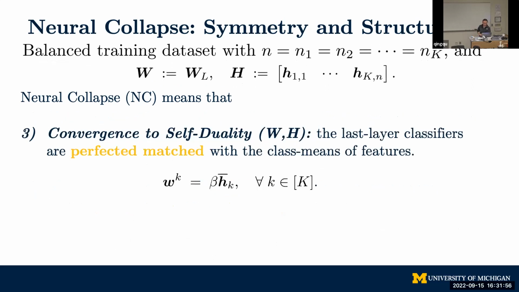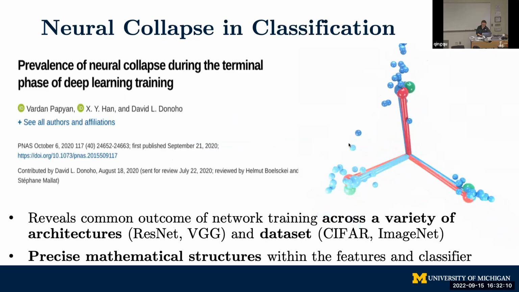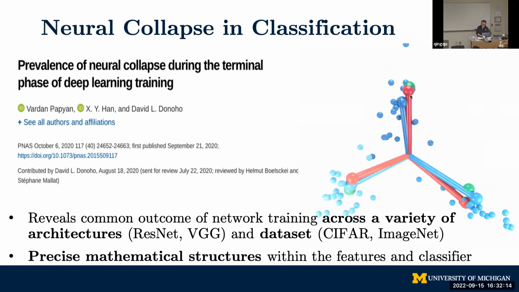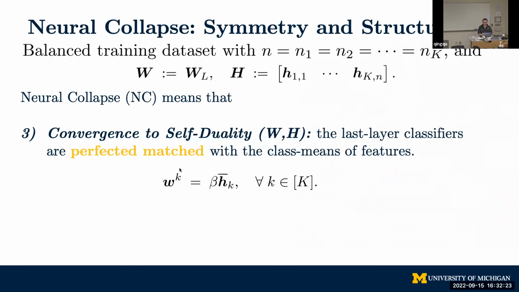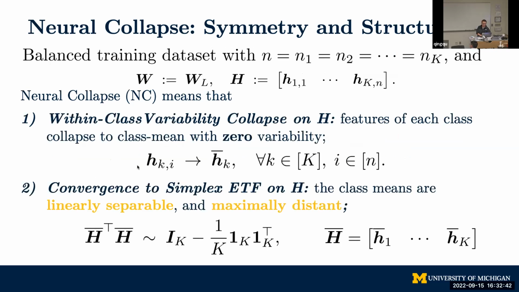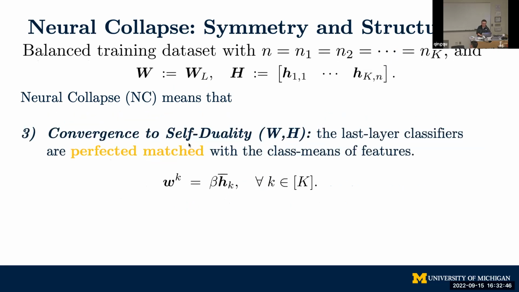The third property of this neural collapse phenomenon is the so-called self-duality collapse. If you look again at this animation, you can see the feature means aligning with the classifiers W, the rows of W, right? So this is the third property, where the last layer classifiers are perfectly matching with the class means of the features. All those three properties capture the representations of neural collapse, right? We have within-class variability collapse, convergence to simplex ETF, and self-duality collapse of the classifier and the features, and together they capture this neural collapse property of the representation and classifier that we learned in the last layer of a deep neural network.